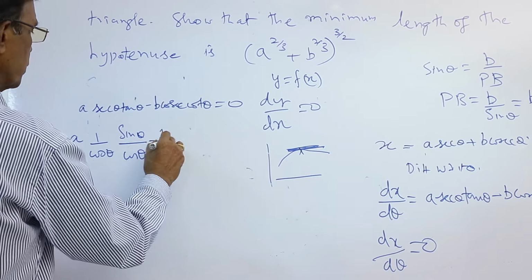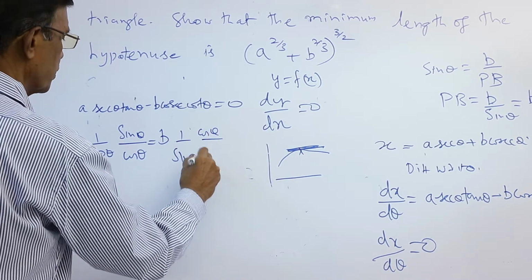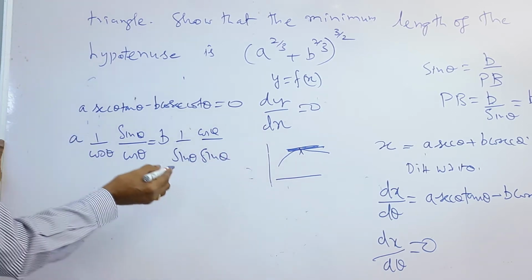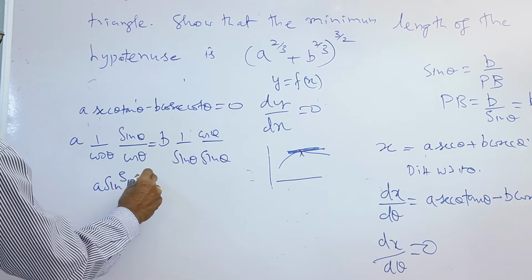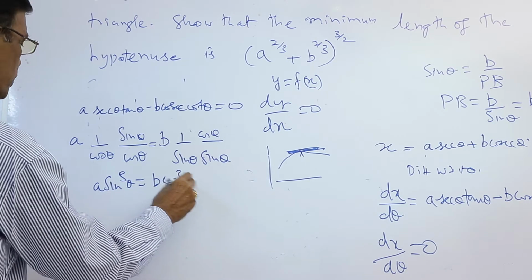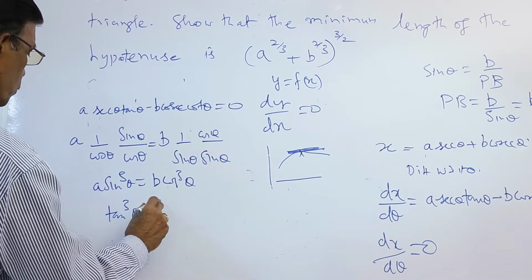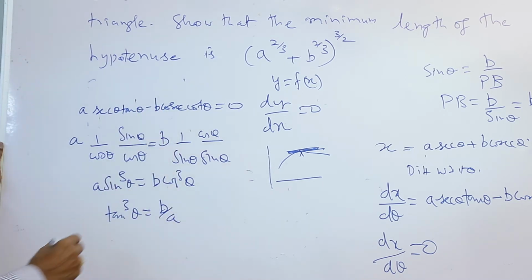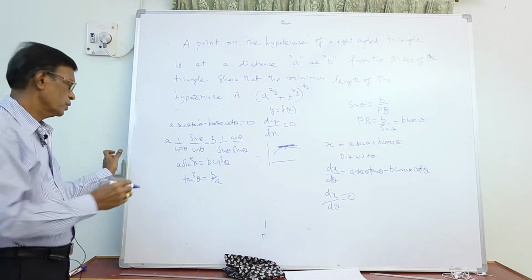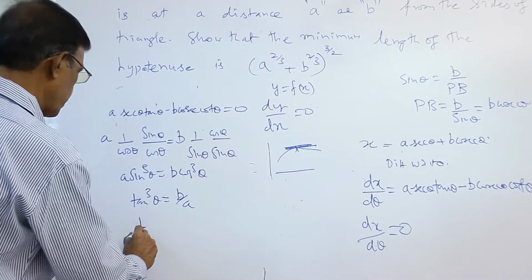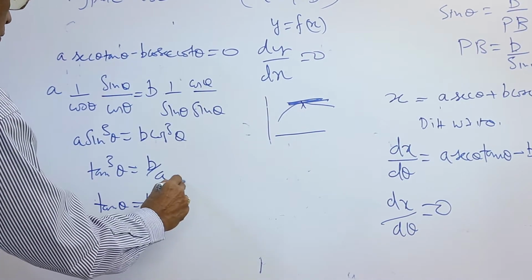to, I just bring it to the other side, 1 by sin theta into cos theta by sin theta. So what happens here? This is a sin cubed theta equal to b cos cubed theta, or tan cubed theta equal to b by a. Now we want to calculate the value of theta. So tan theta becomes b by a power 1 by 3.